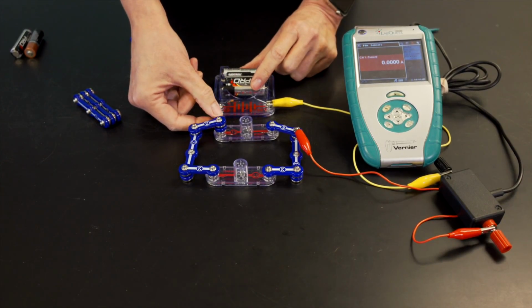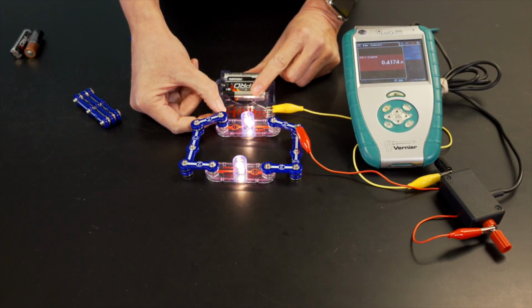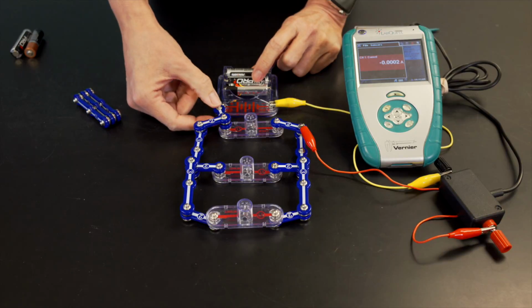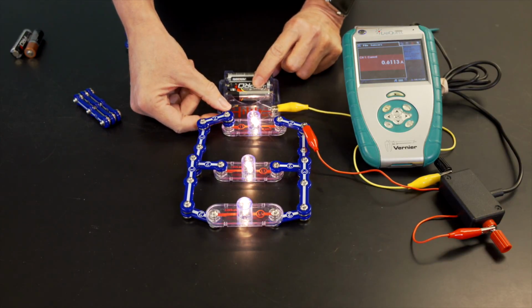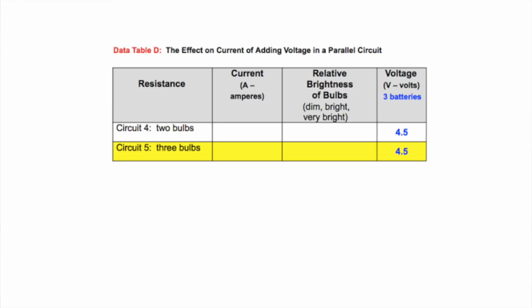This is circuit 4. Record the LabQuest reading here, but wait on the brightness until you have seen the next circuit for comparison. This is circuit 5. Record the LabQuest reading and the brightness for both by comparing them.